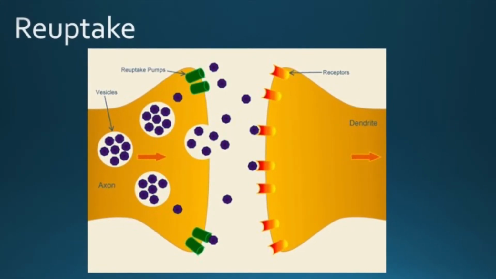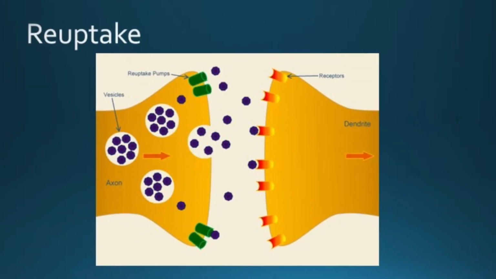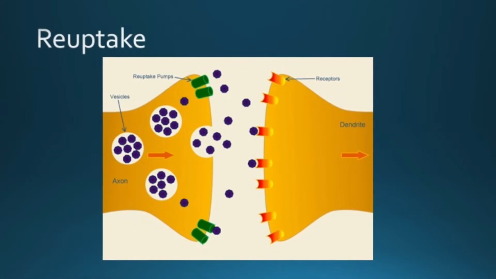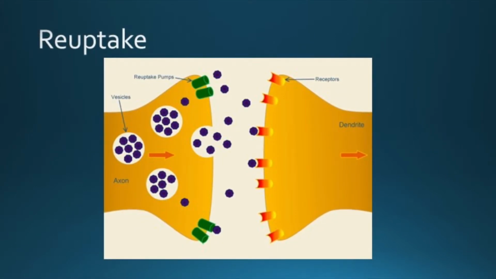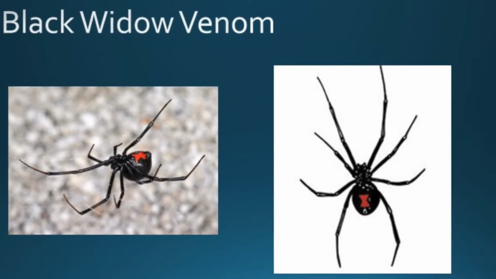One way of doing this is through a process called reuptake. This is when the neurotransmitter goes back into the presynaptic terminal. Once the synaptic cleft is cleared, the process of synaptic transmission is complete. Now let's discuss how black widow venom affects this process.